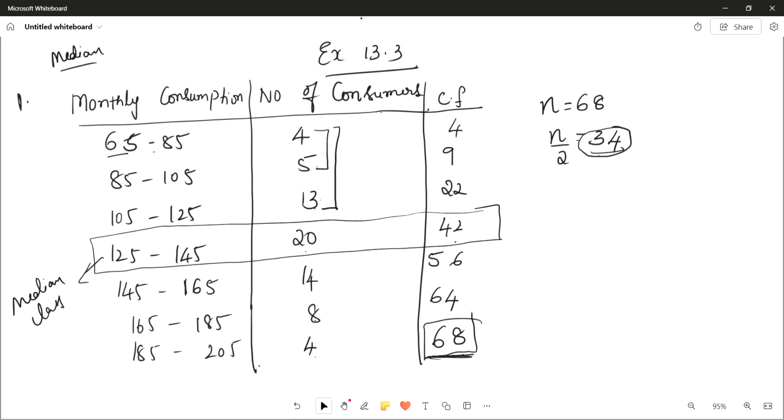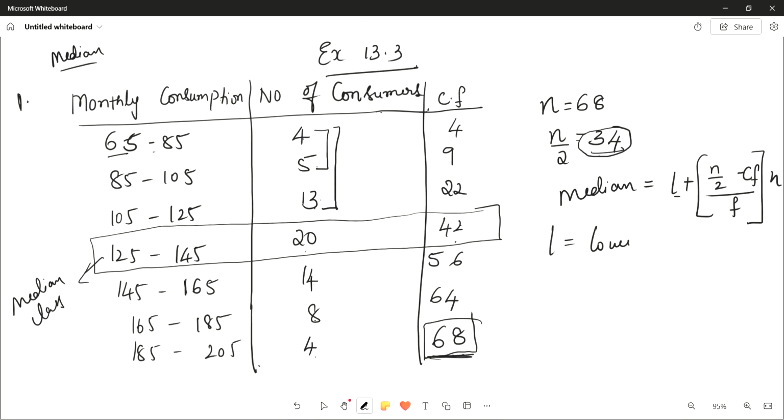Now write the formula for the median. Median is equal to L plus (N by 2 minus CF) by F into H. Once you know the median class, what is L here? L is the lower limit of the median class.